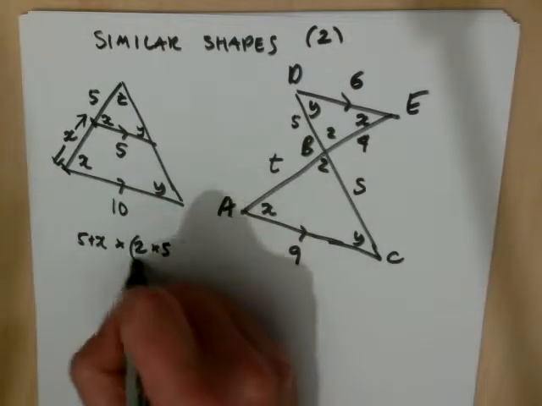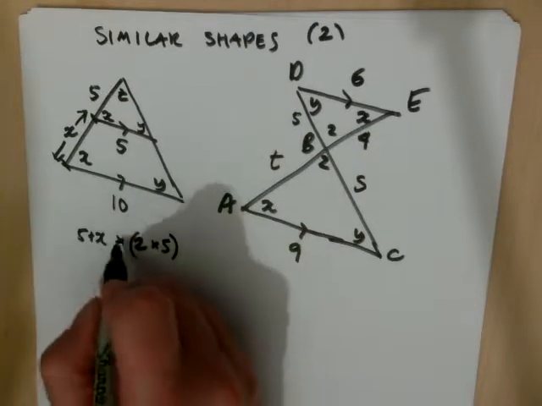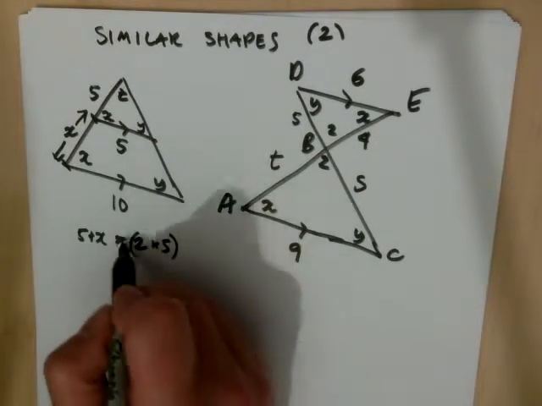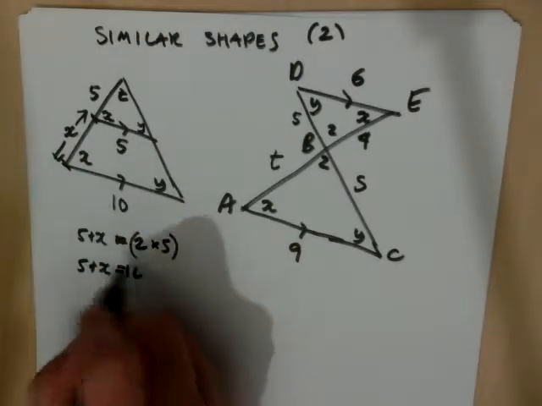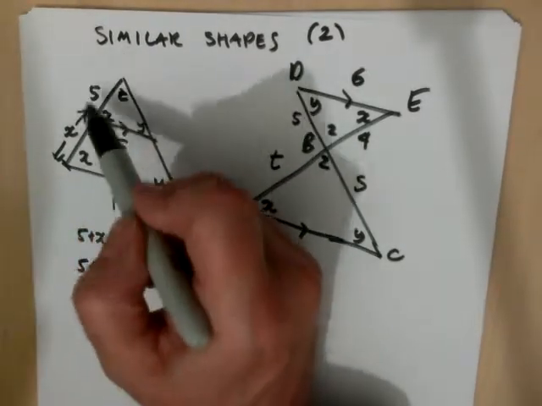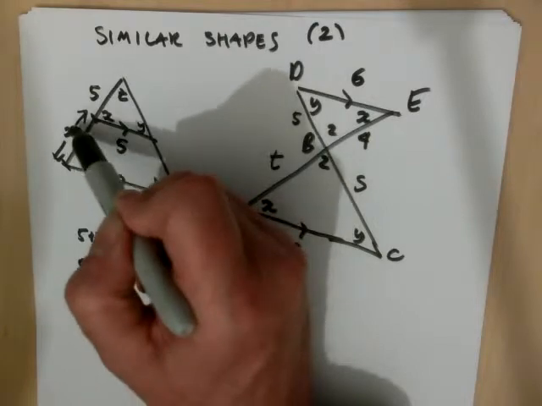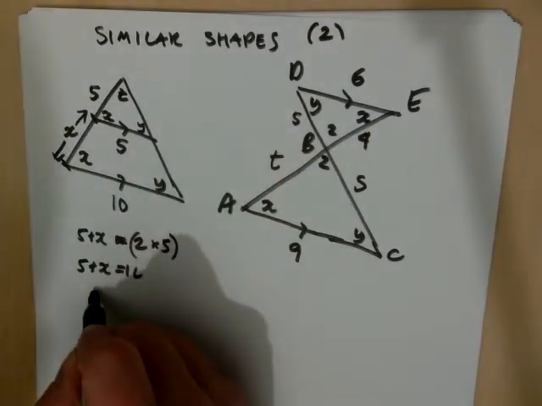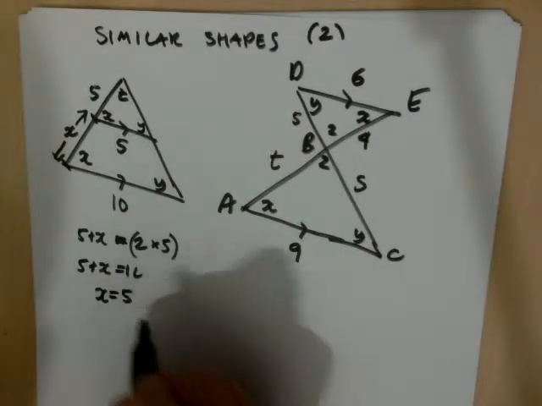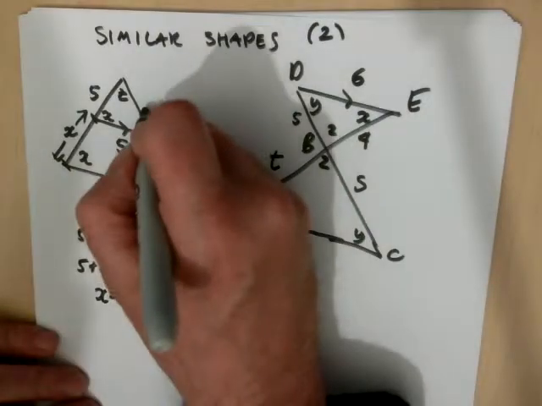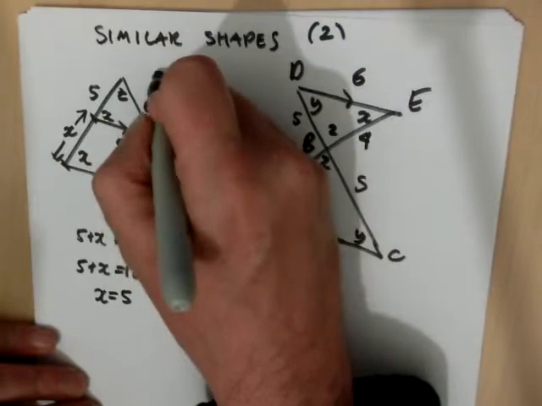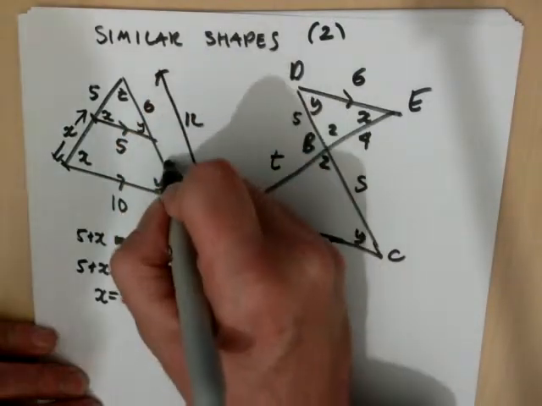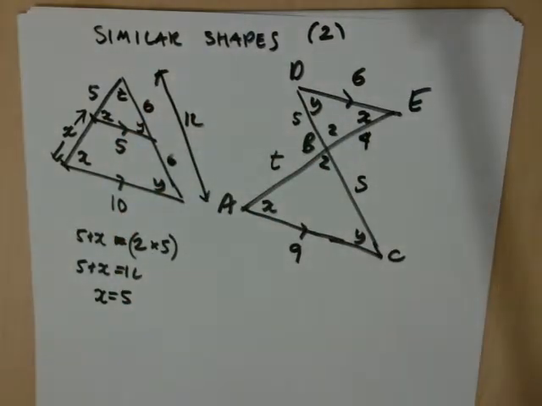So 5 plus x is going to equal 2 times 5. So 5 plus x would equal 10. So the whole length here will be 10, because it's going to be double 5. So our x, therefore, must be 5. And in the same way, if we were given this as 6, then the full distance there would be 12, and therefore that distance there would also be 6.